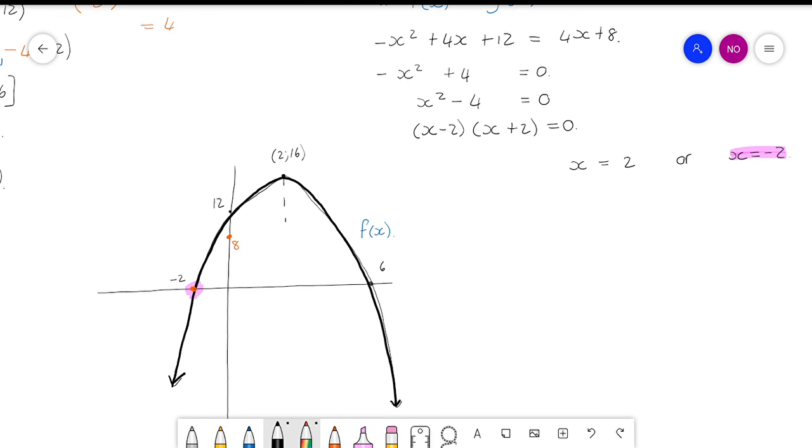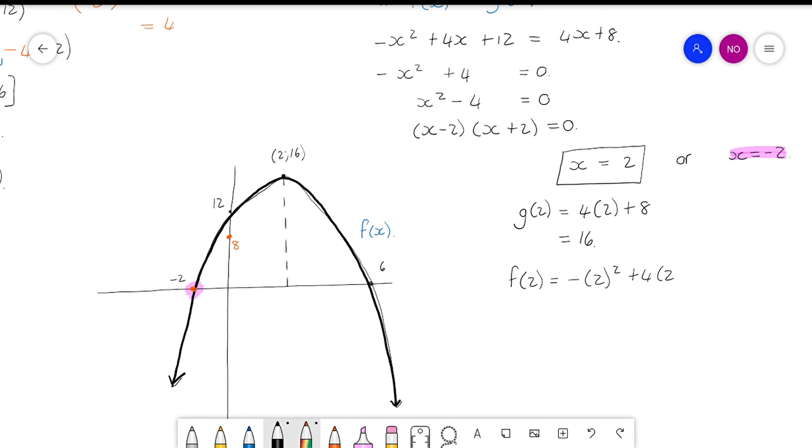And if you look on your graph, we actually already have the value at 2 as well. But let's work it out anyway. So this point lies on both graphs at the same y-value. So you can substitute it into g of x, saying 4 times 2 plus 8 would give you 16. Or if you went and substituted it into f, you would have gotten negative 2 squared plus 4 times 2 plus 12, which also gives you 16.